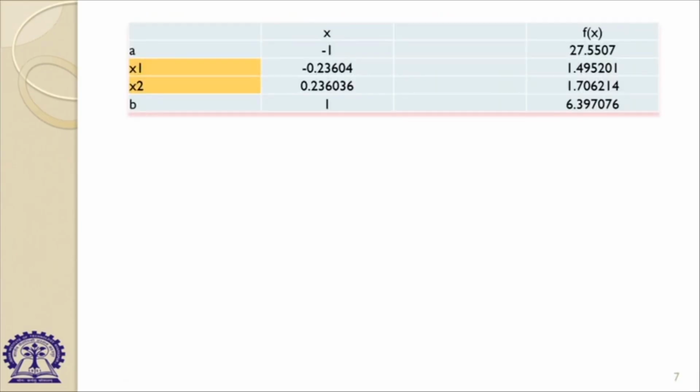In this way we will proceed. The first point is -1, then the next point is -0.23604 and the other point is 0.23604, and the next point is 1, given to us. Then what is L2 star here? Certainly the value must be 0.23604.